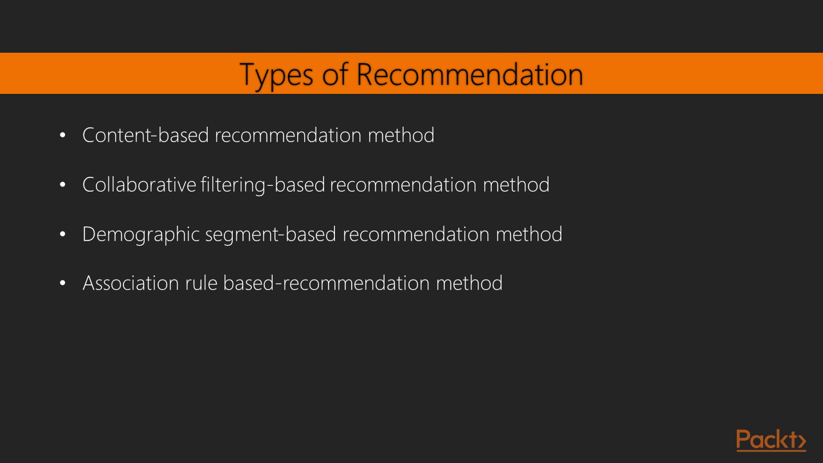Types of product recommendation. Broadly, there are 4 different types of recommendation systems that exist: content-based recommendation method, collaborative filtering-based recommendation method, demographic segment-based recommendation method, association rule-based recommendation method.